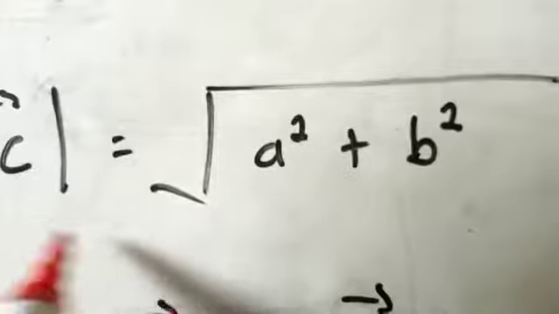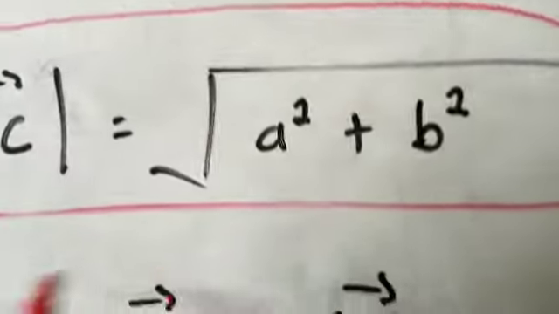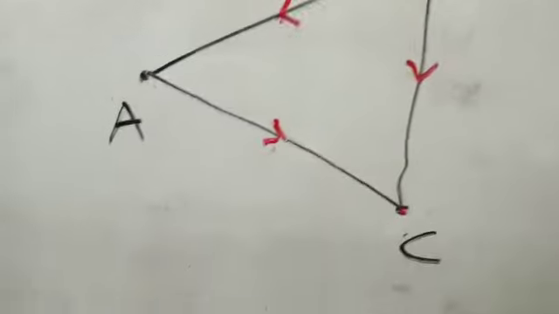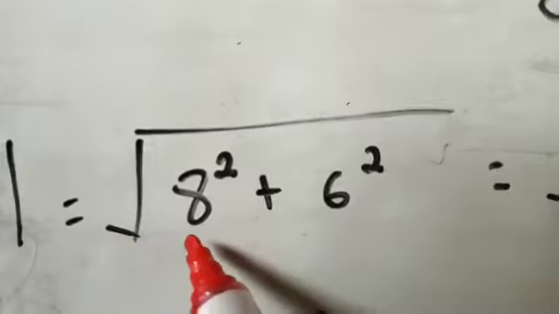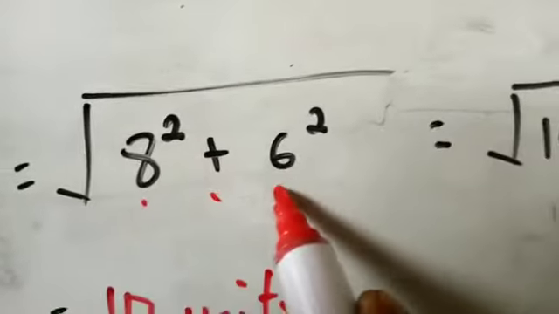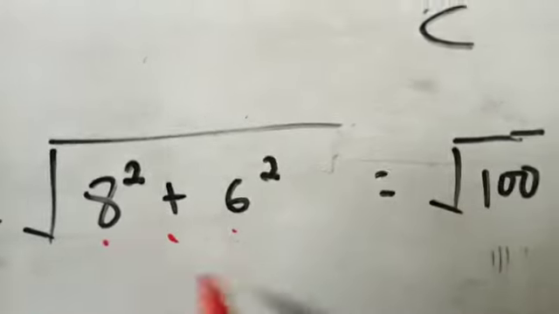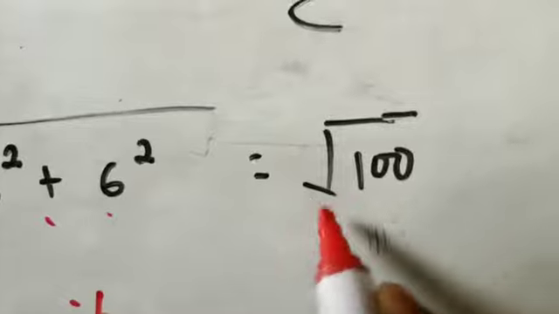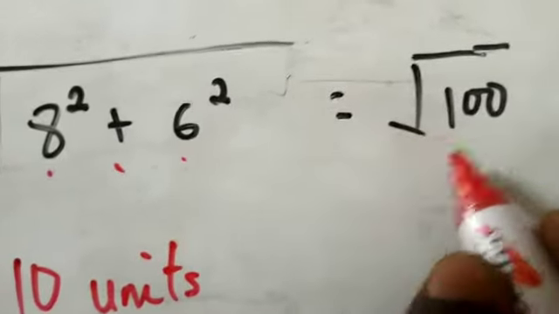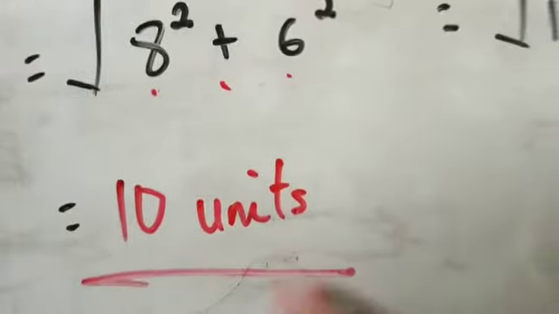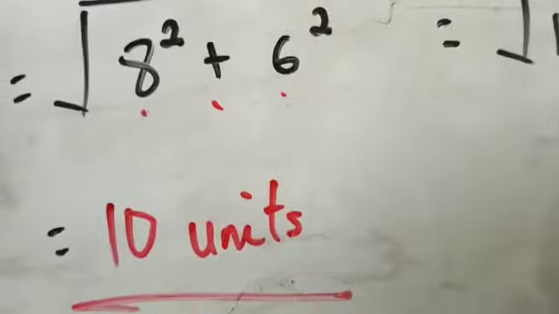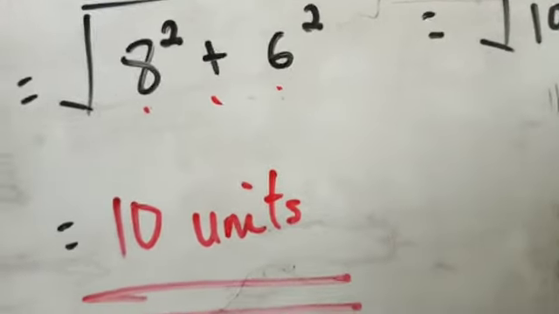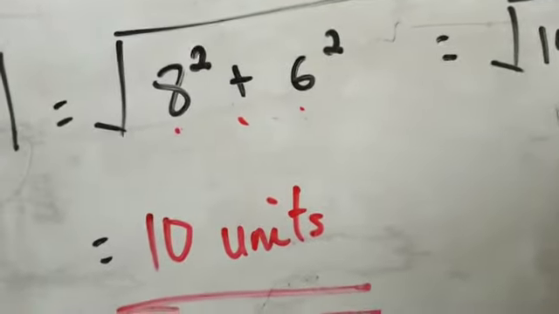Then you just need to plug them in. That is why I said earlier that you must know this. This is what we call a magnitude, so you must know it. Once you know it, you just plug in. We have a to be 8, so a squared plus b, which is 6, squared. That should be the root of 100. The square root of 100 is equal to 10 units. So this is how simple you find the magnitude of this vector under this type of question. Thank you for watching this.